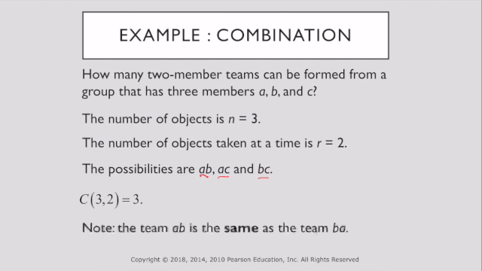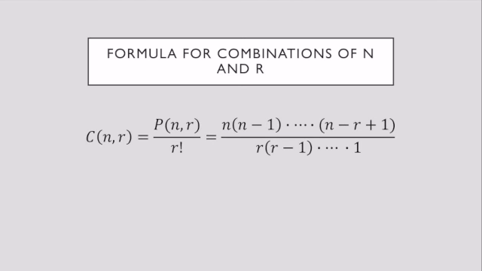So the formula for this is P of n comma r over r factorial. So C of 3 comma 2 would be P of 3 comma 2 divided by 2 factorial. Well, if I'm choosing 2 objects from 3, I'd have 3 times 2 over 2 factorial, which is 2 times 1. My 2's cancel and I'm left with 3.